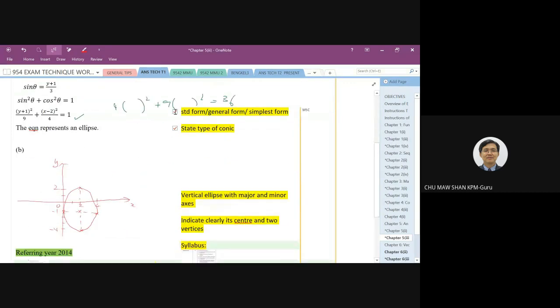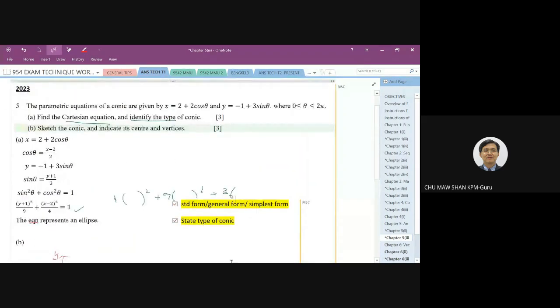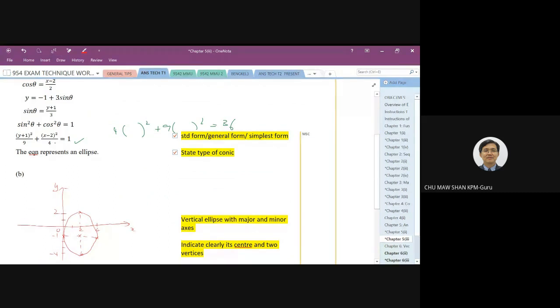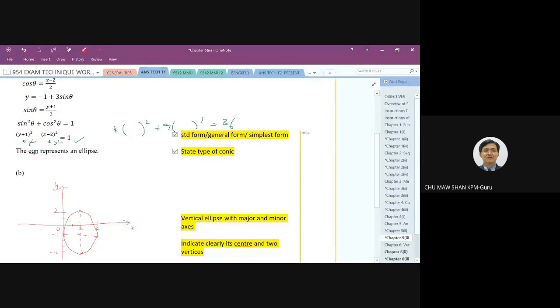Apakah sifat-sifat yang penting? Yang penting sekali ialah apa yang kamu dah cari di sini, yang boleh nampak di sini, mesti indicate. Contohnya, you already see from the form here, the center is 2, -1. Mesti ada 2, -1, indicate di sini. In this form itself, the A is 2 square kan? The B is 3 square kan?